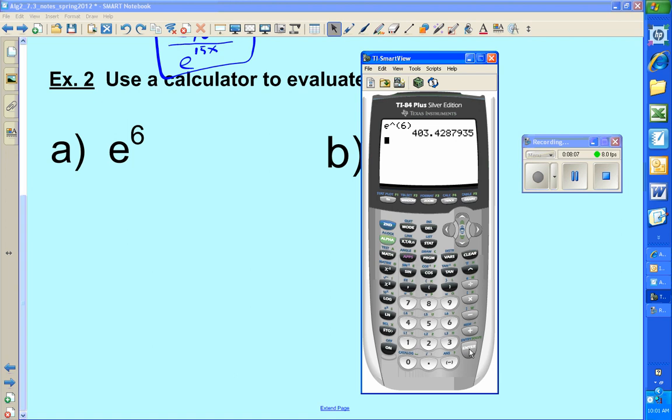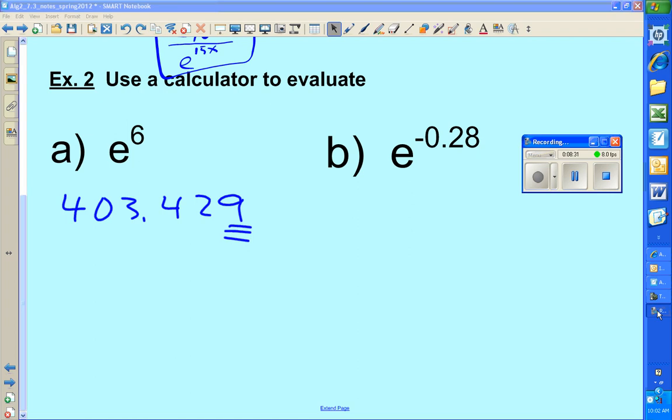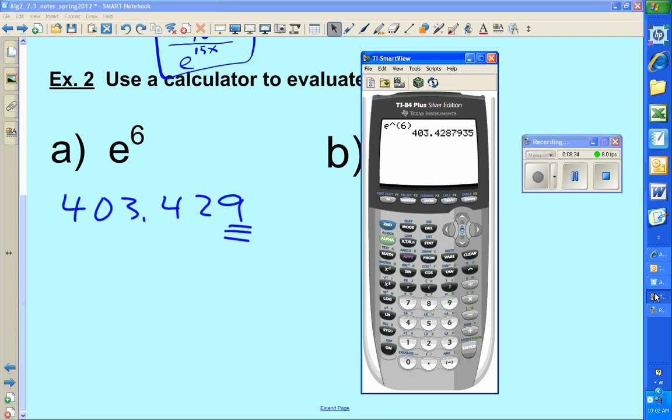Here's what I mean when I say round to 3 decimal places. 403.429. This is the 3rd place, right? Yeah. That's how many places are in the answer. So you don't have to round that? You do have to round that, but I want you to round to the 3rd decimal place. So I want you to look on your calculator, and what's in the 3rd place?